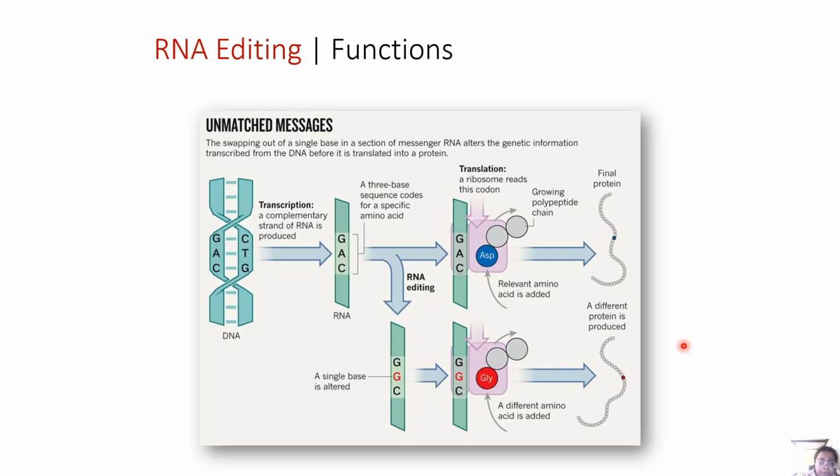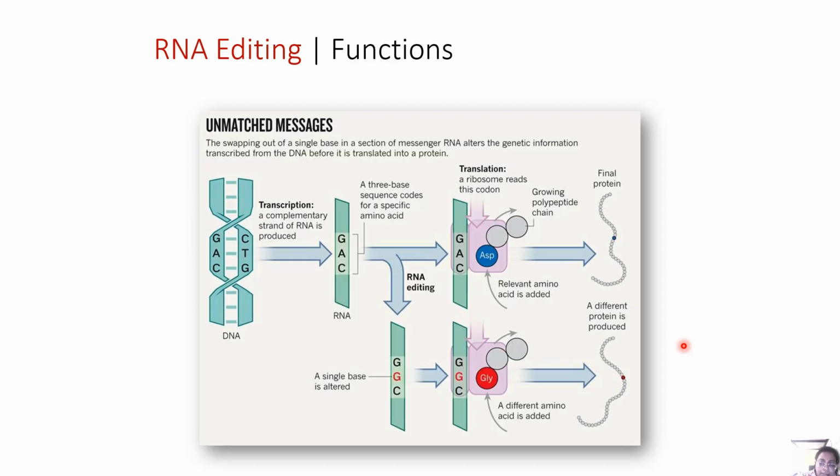Now, what are the outcomes of RNA editing? The swapping out of a single base in a section of messenger RNA alters the genetic information transcribed from the DNA before it is translated into a protein. So, transcription, a complementary strand of RNA is produced. A 3-base sequence codes for a specific amino acid. RNA editing, then translation, a ribosome reads the codon, and the growing polypeptide is the final protein.